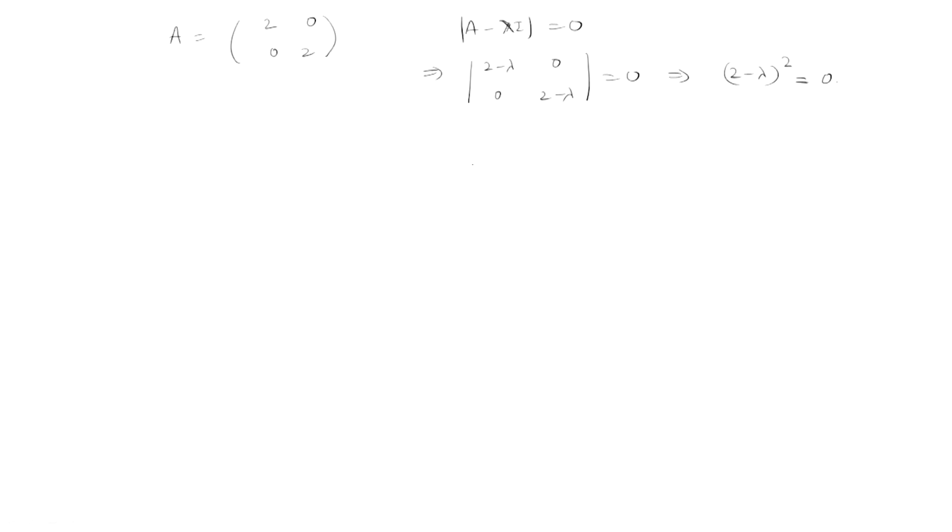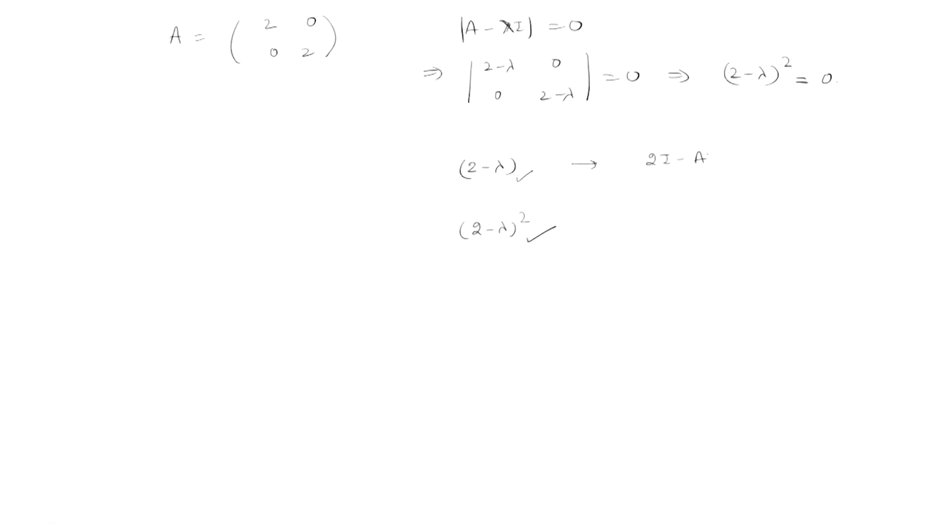Okay. Now, the minimal polynomial is the lowest degree polynomial, and it contains all the irreducible roots, all the linear factors, all the different, distinct roots. So, that means the minimal polynomial will be either (2 minus lambda) or (2 minus lambda) square. This will always be satisfied by the matrix itself, by the Cayley-Hamilton theorem. So, we have to check whether (2 minus lambda) is satisfied by the matrix or not. If it is satisfied by the matrix, that means it is the minimal polynomial.